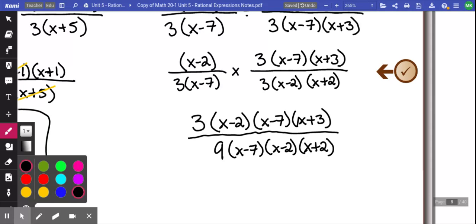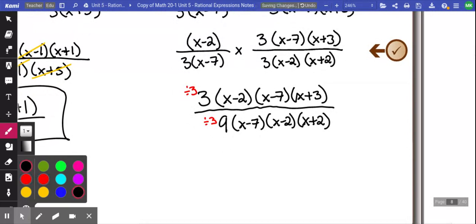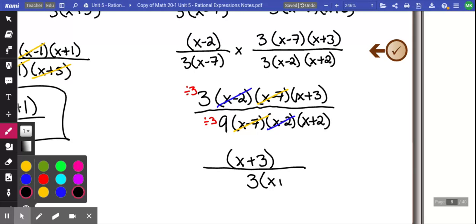The 3 and the 9 can divide, right? Both of them divide by 3, leaving me with an invisible 1 on the top and a 3 on the bottom. I then have an x minus 2 cancel with an x minus 2. I have an x minus 7 that cancels with an x minus 7. And I'm left with an x plus 3 on top and an x plus 2 on the bottom. My answer is x plus 3 divided by 3 times x plus 2. Wicked.